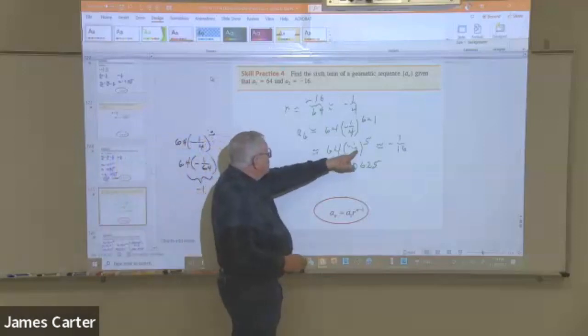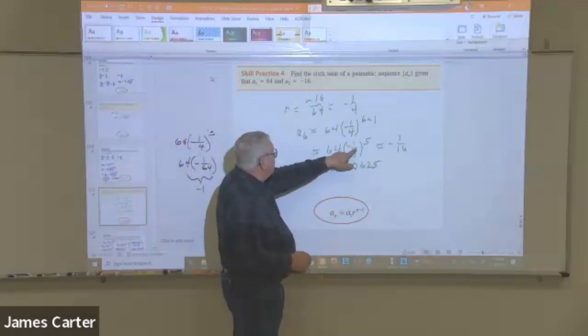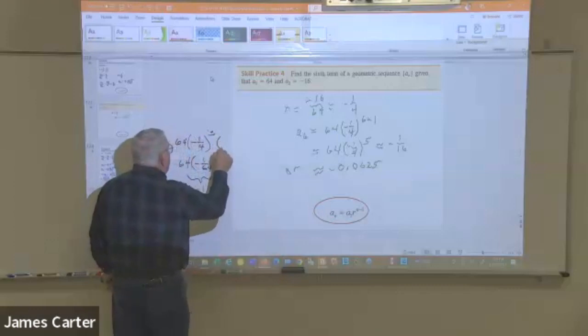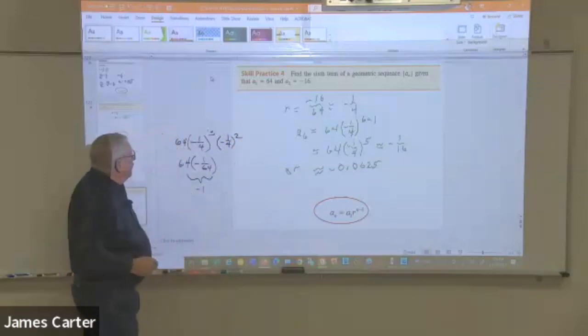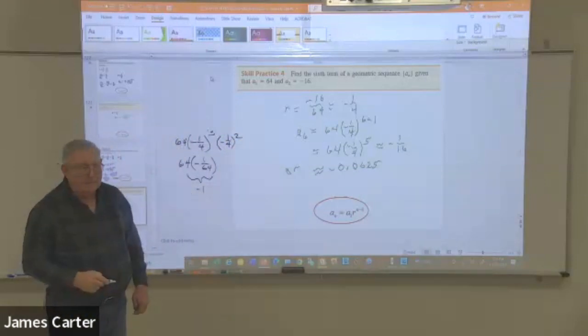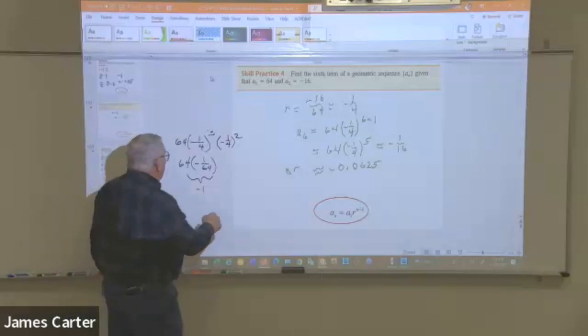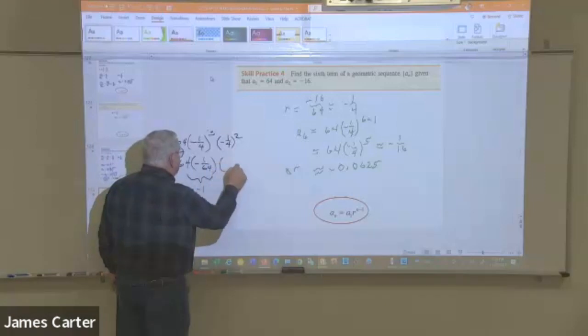Now, this negative 1/4 to the fifth is the same thing as negative 1/4 to the third times negative 1/4 to the second. You see where I'm going with this? Well, negative 1/4 to the second is positive 1/16. So then bring that down.